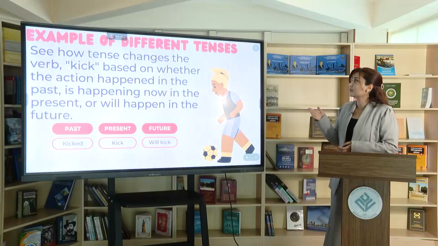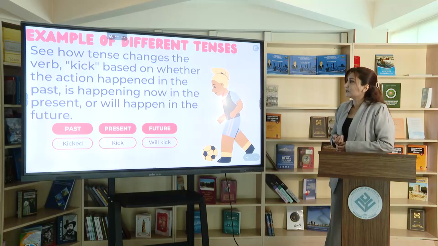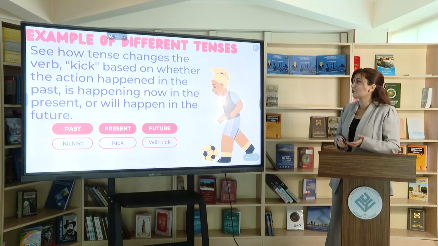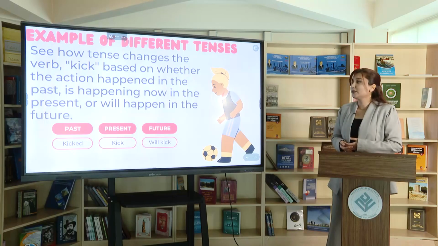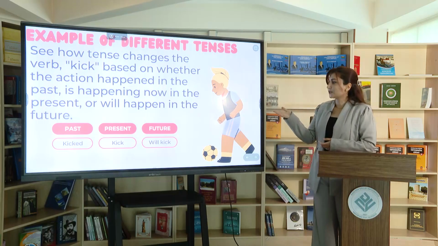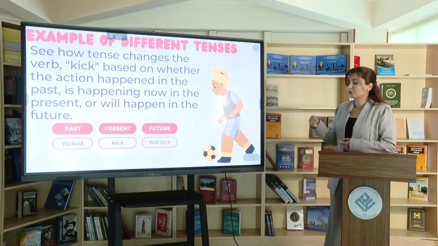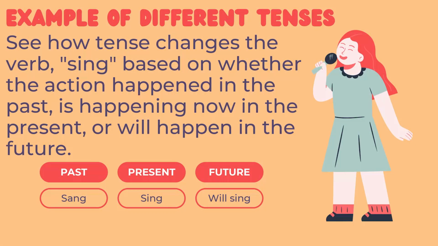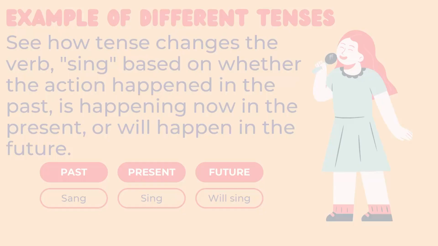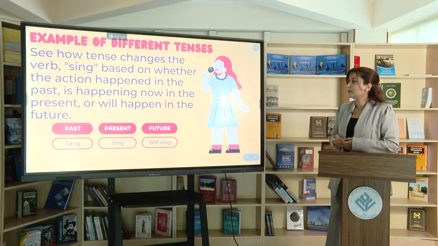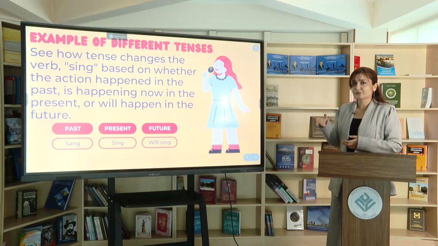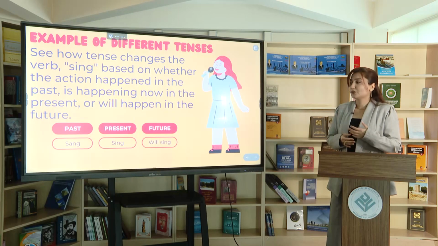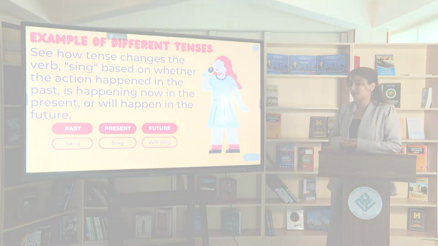I gave some examples of different tenses. For instance, kick changes based on whether the action happened in the past, is happening now, or will happen in the future. In the past form, kicked, we use kick with -ed; present, kick; and future, will kick. But sing is an irregular verb, and we must use this. In the past sentence, sing turns into sang, and in the future, will sing.